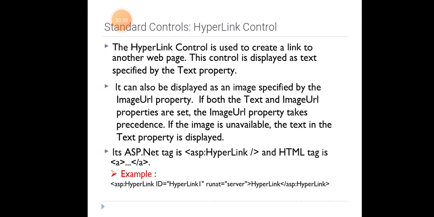It is just like our link button control. The hyperlink control is used to create a link to another web page. This control is displayed as text specified by the text property. It can also be displayed as an image specified by the image URL. We can display it as either by image or by text. If both the text and image URL properties are set, the image URL property takes precedence. If we specify the image property as well as the text property, the first priority is given for the image URL property. If the image is unavailable, the text will be displayed.